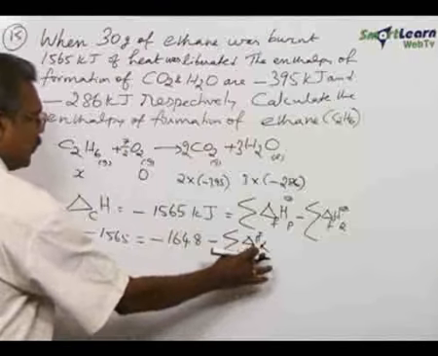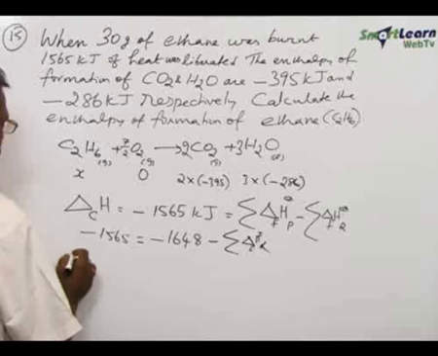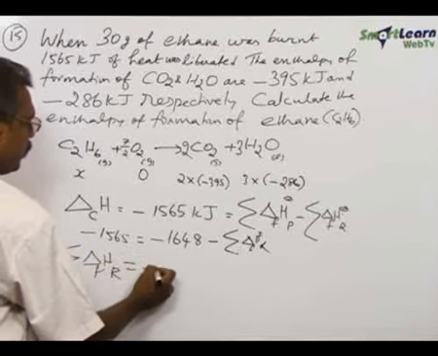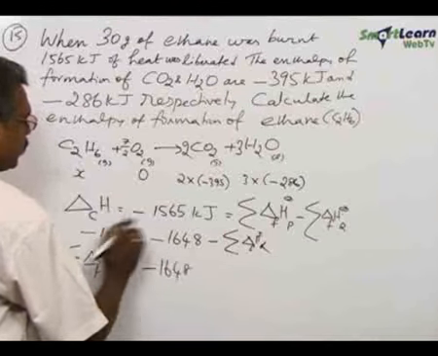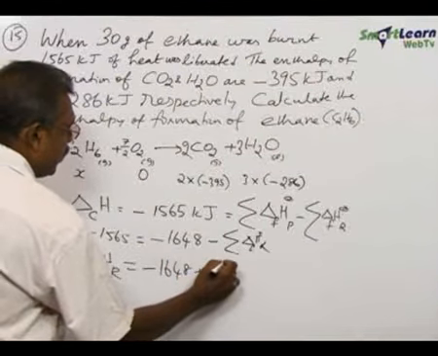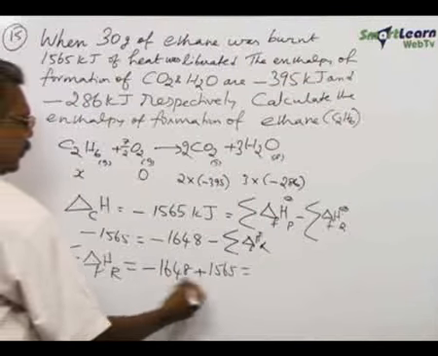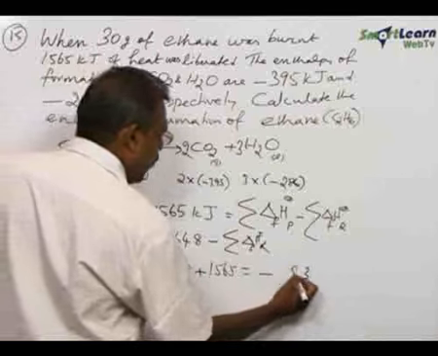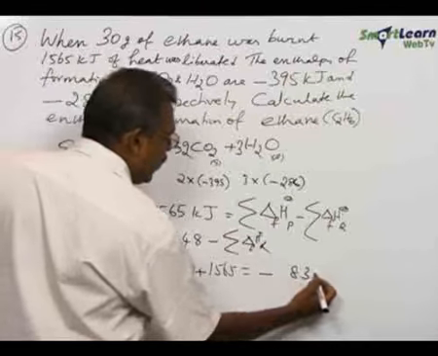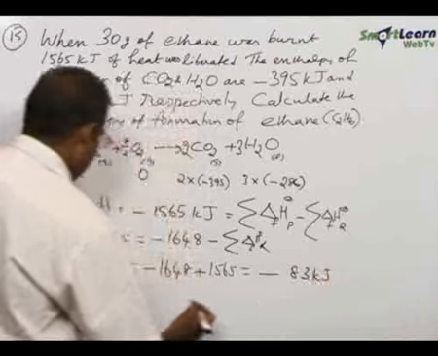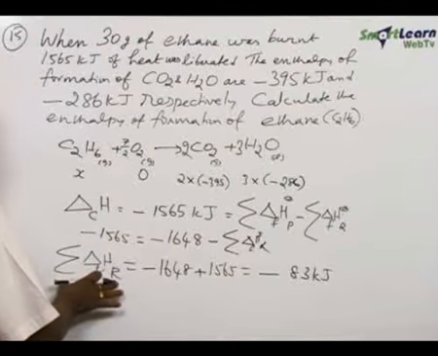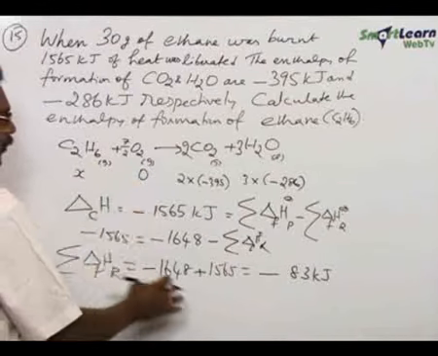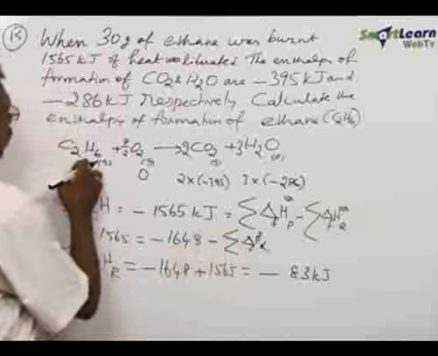So let it be X. When we bring this to this side, it becomes the standard enthalpy of formation of reactant equal to minus 1648. Bring this to the other side, that becomes positive 1565. So this will give minus 83 kilojoule. So this is equal to the total enthalpy of formation of reactants, and for the reactant oxygen the value is 0. Therefore this value must belong to that C2H6.